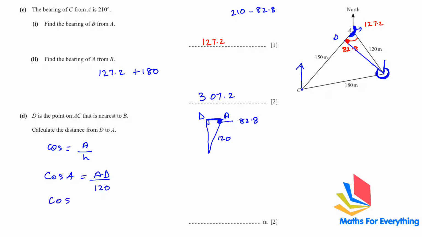Cos 82.8 bracket multiplied by 120 will give us 80. And we will get 15.03. You can write it as a whole number, which is 15 meters. So 80 is 15.